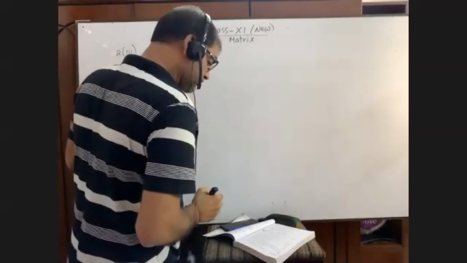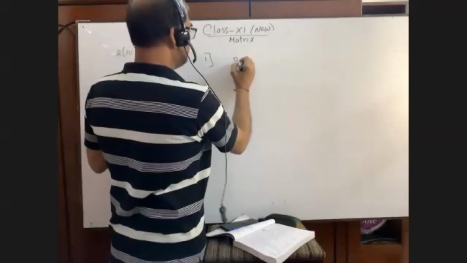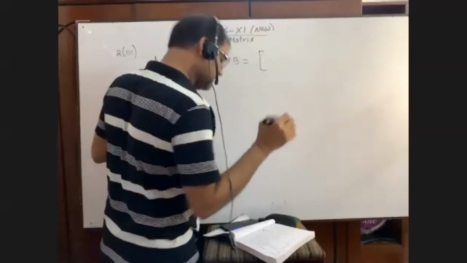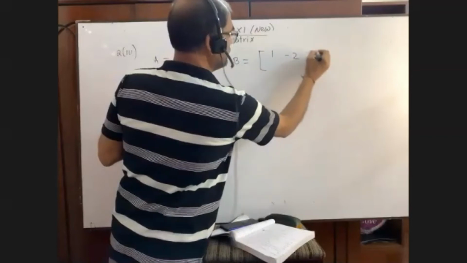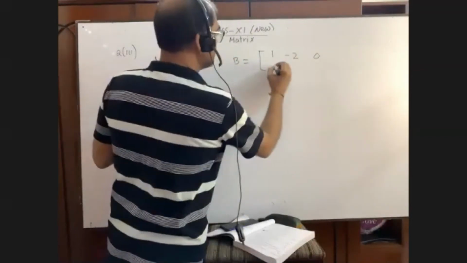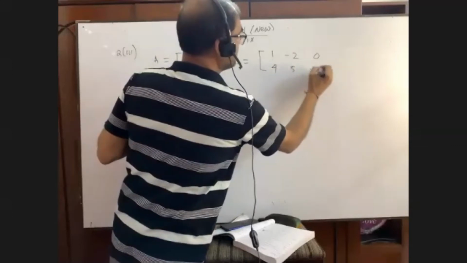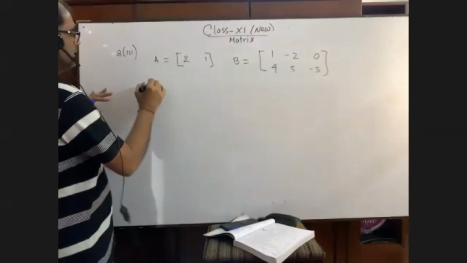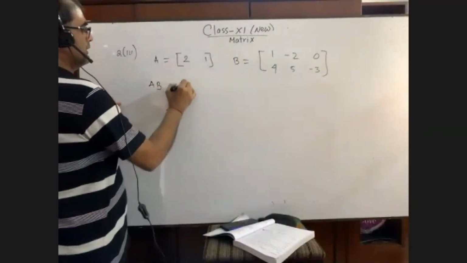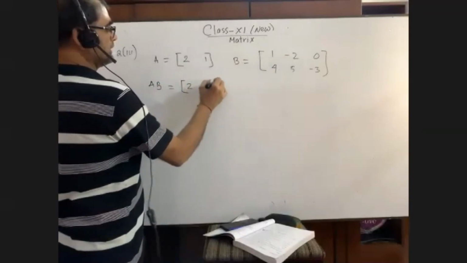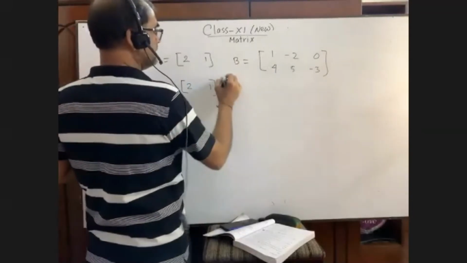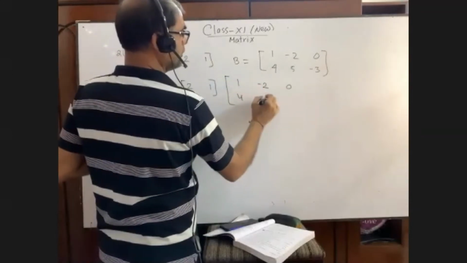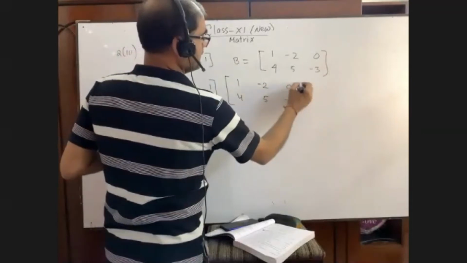And B is given as 3, 1, minus 2, 0, 4, 5, minus 3. You have to find AB. Okay, do it. AB. This is 2, this is 1. A, and this is B: 3, 1, minus 2, 0, 4, 5, minus 3.